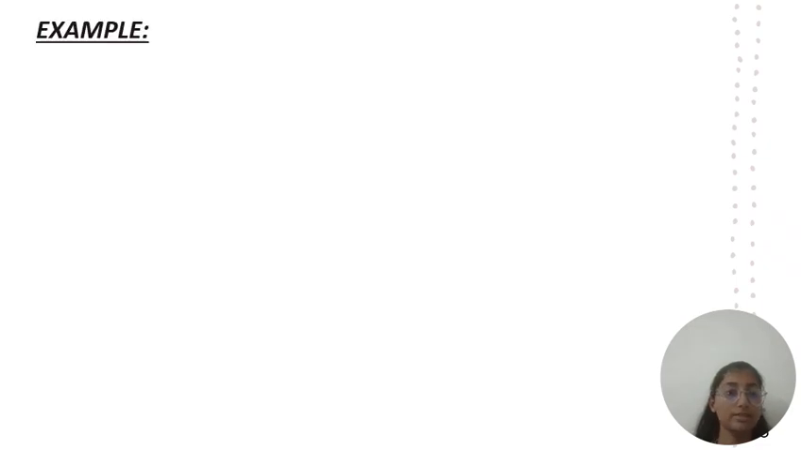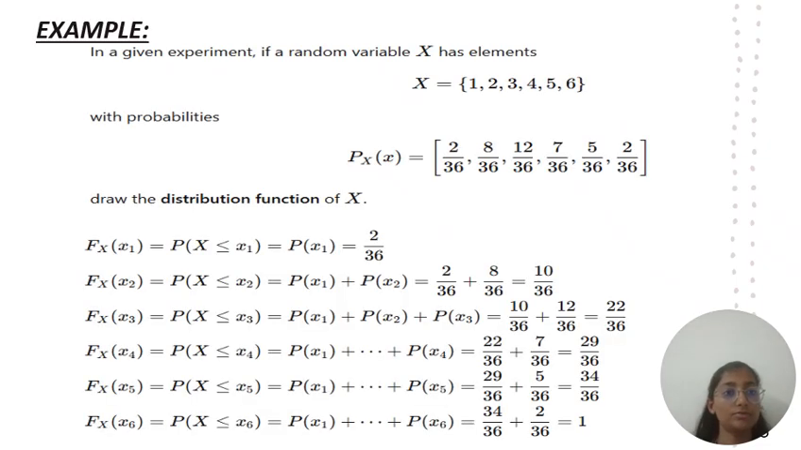Now let us see an example on the CDF. In a given experiment, a random variable X has elements X equals 1, 2, 3, 4, 5 and 6 with the probabilities p_X(x). Here we are given the X values with the probabilities and we are asked to draw the distribution function of X. As we know the formula of the CDF, that is F_X(x) = P(X ≤ x).